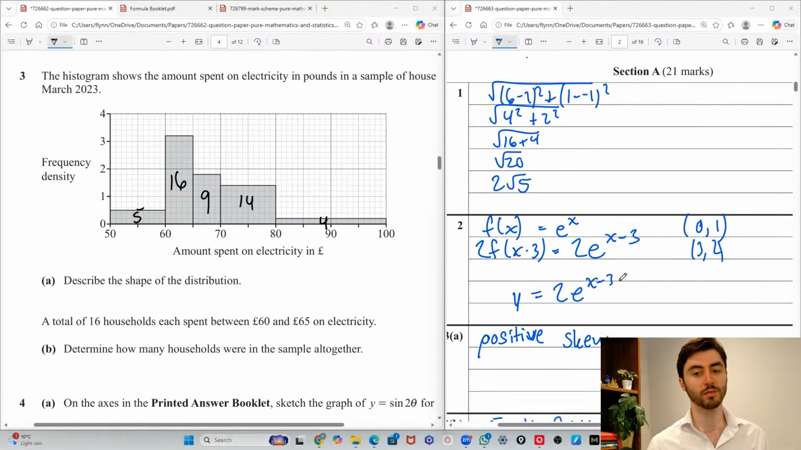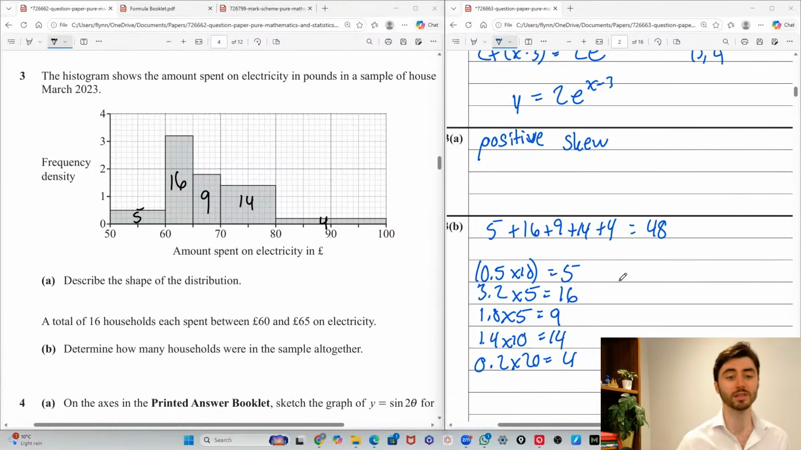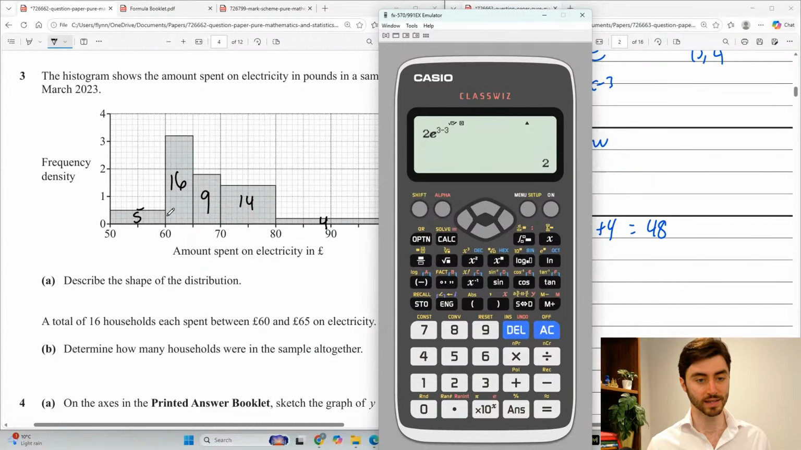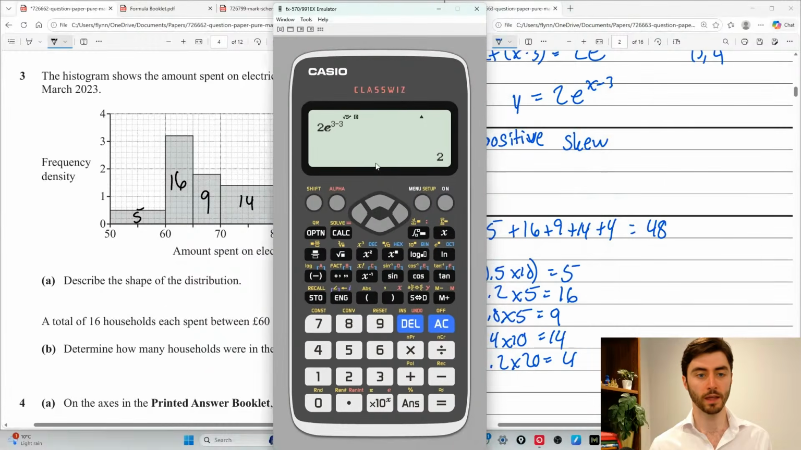3, to just describe the shape. I don't like words. Determine how many households are in the sample. That's actually nice and easy. So 16 spent between 60 and 65. Let me confirm that 3.2 times the 5. Yep, that is the 16.